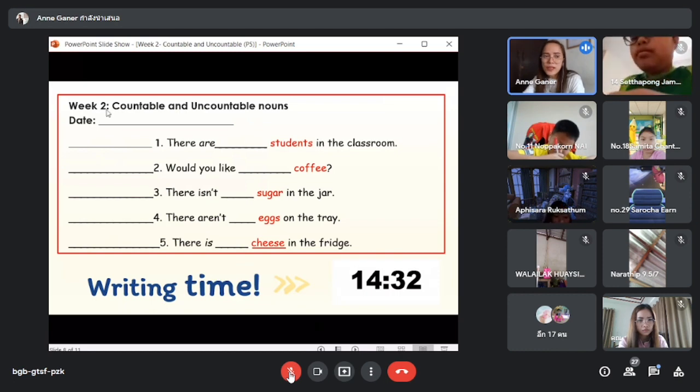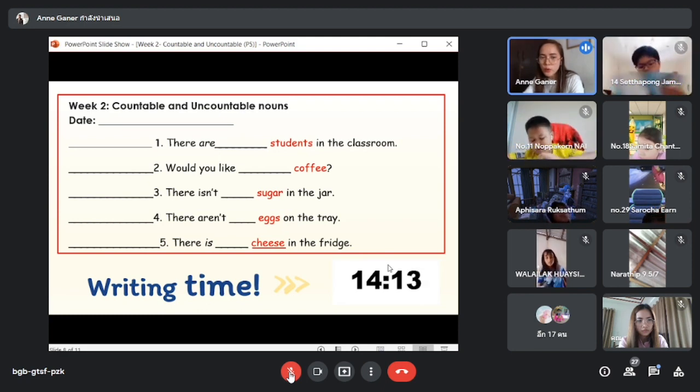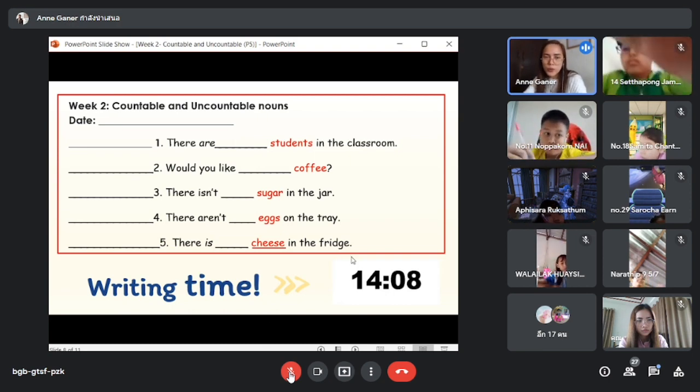Copy properly. You copy the week title, week 2, countable and uncountable nouns, and then write the date today in your notebook. Students, can you see the timer? You have 14 minutes. After that, we will check your notebook, and then you can proceed to your next class.